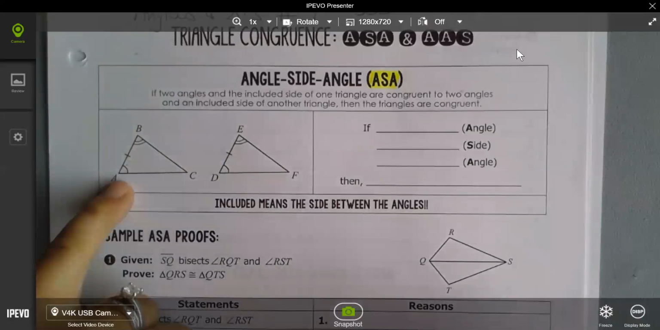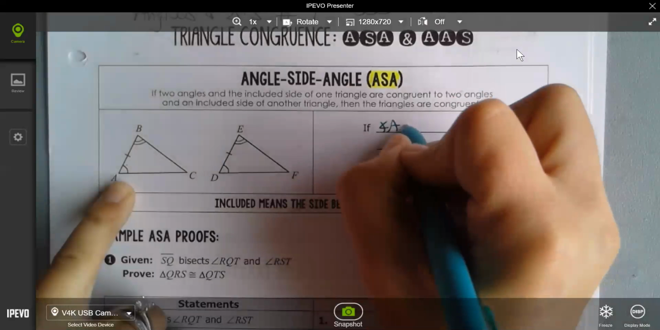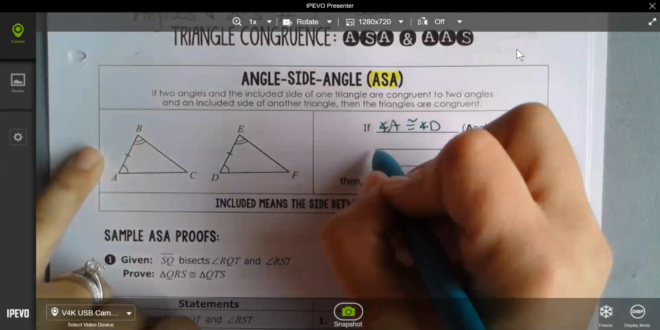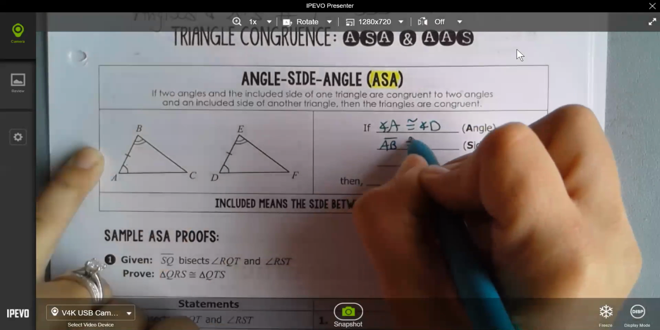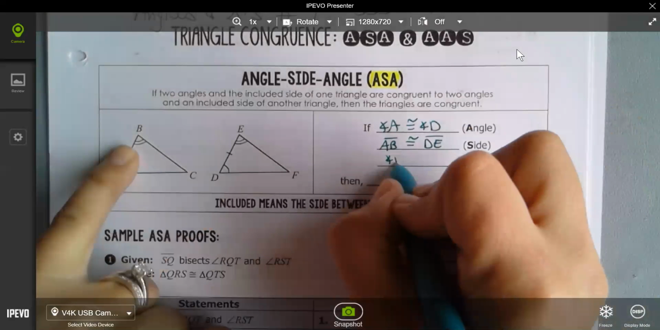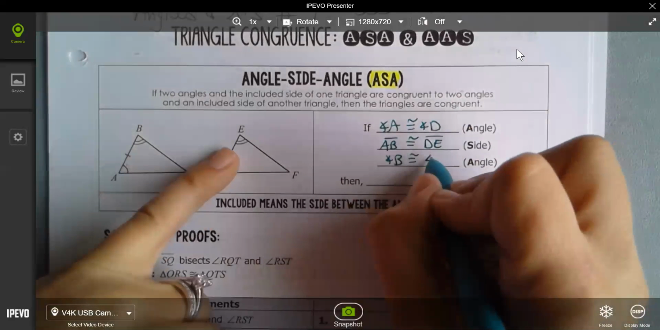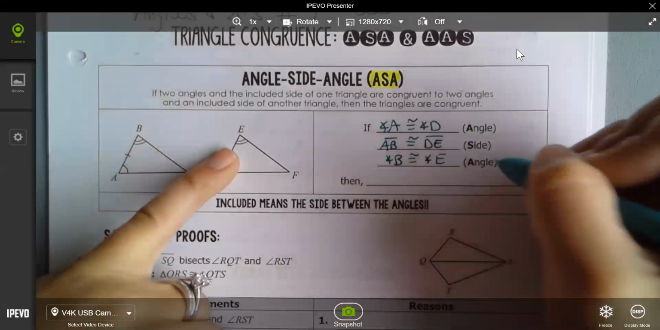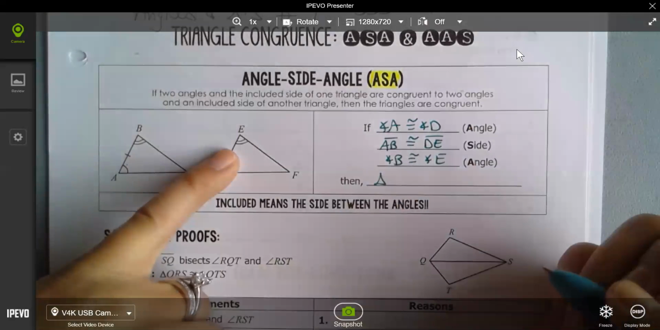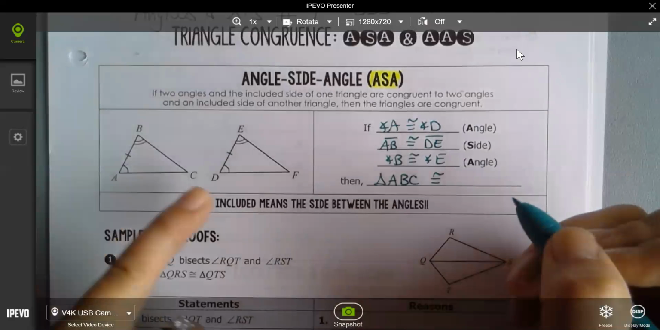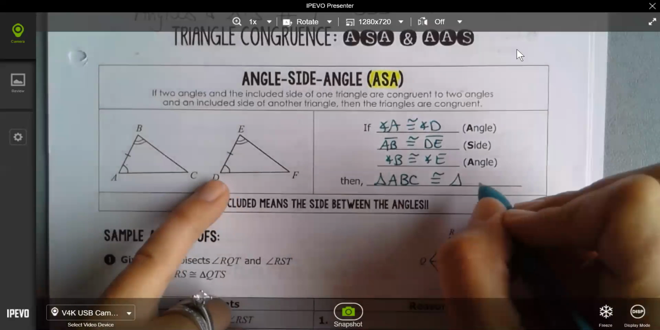So we can say if angle A is congruent to angle D, side length AB is congruent to side length DE, and then angle B is congruent to angle E. That's going to give us an angle side angle. And then we can say that triangles are congruent. Remember, order matters. So if I name this triangle ABC, then that is going to be congruent to triangle DEF.